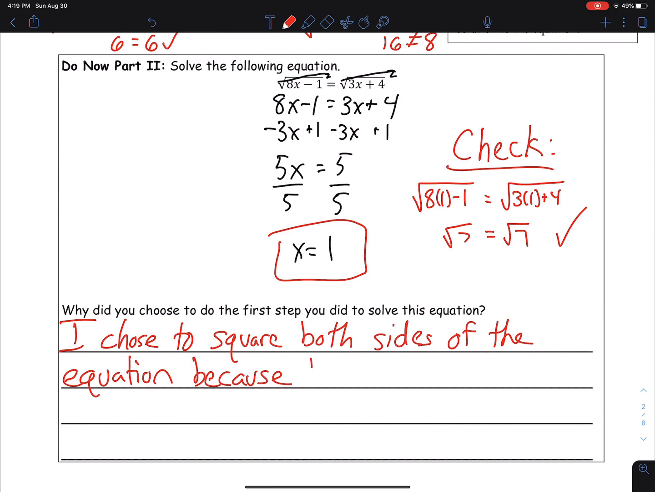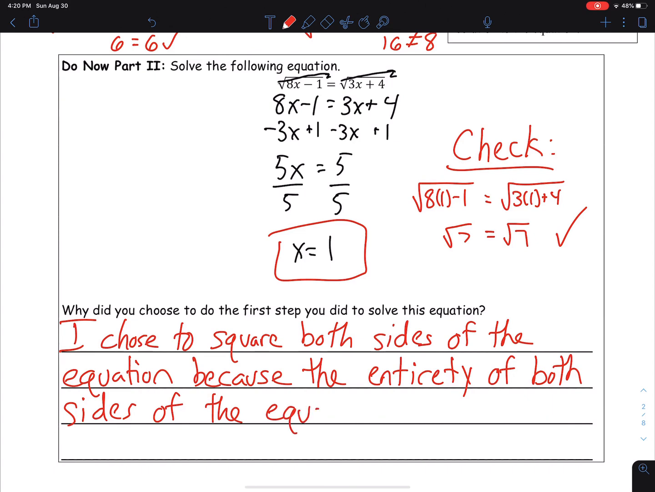So because the entirety of both sides of the equation are under a square root. And you could have said other things too. That's just the reason I would think of as to why I chose to square both sides first. Let's go to the next page.